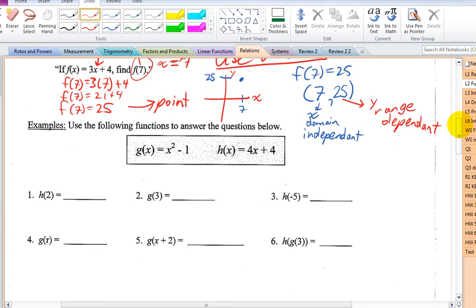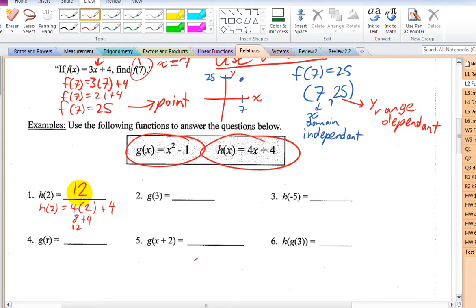So, let's do a little bit of substituting and solving. We can go real simple, and then we can start getting a little crazy and having some fun, actually. H at 2. So here's your H equation. There's your G equation. H at 2 means you substitute in. H at 2 equals 4 times what? Yeah, 4 times 2. So 8 plus 4, 12. That's your answer. H at 2 equals 12.